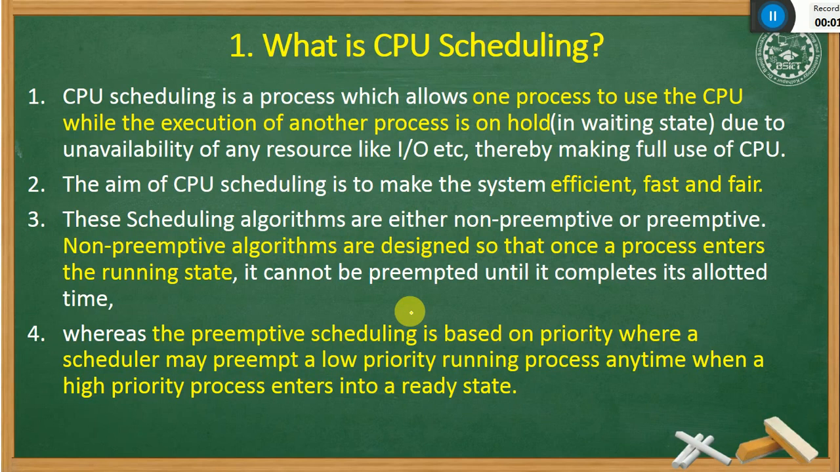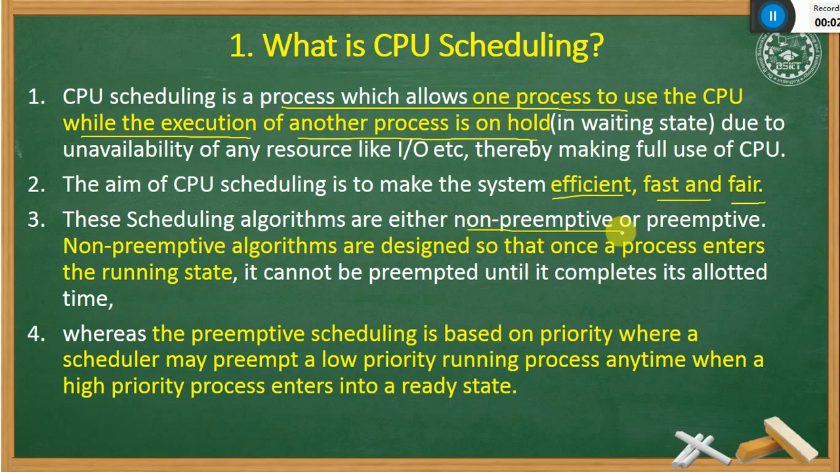Before starting 4.2, we must revise the basic concepts in 4.1. So what is CPU scheduling? The proper definition of CPU scheduling: it is a process which allows one process to use the CPU while the execution of another process is on hold because that process is waiting for IO operations. Meanwhile, a second process which is in the ready queue is allocated to the CPU. That is called CPU scheduling. Generally, CPU scheduling is used to make the system efficient, faster and fair.